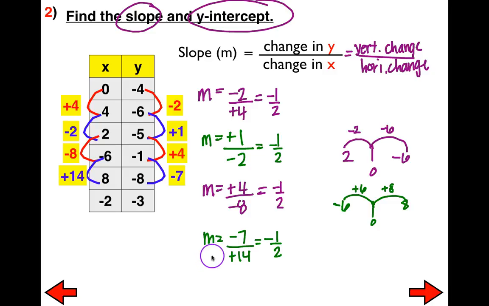But we're not done. We have to check the very last one. So here, what is my change in y? I went from a -8 to a -3. First of all, it is getting bigger, so that's going to be a positive. But how much? It's getting bigger by 5, so that's going to be my numerator for my change in y.